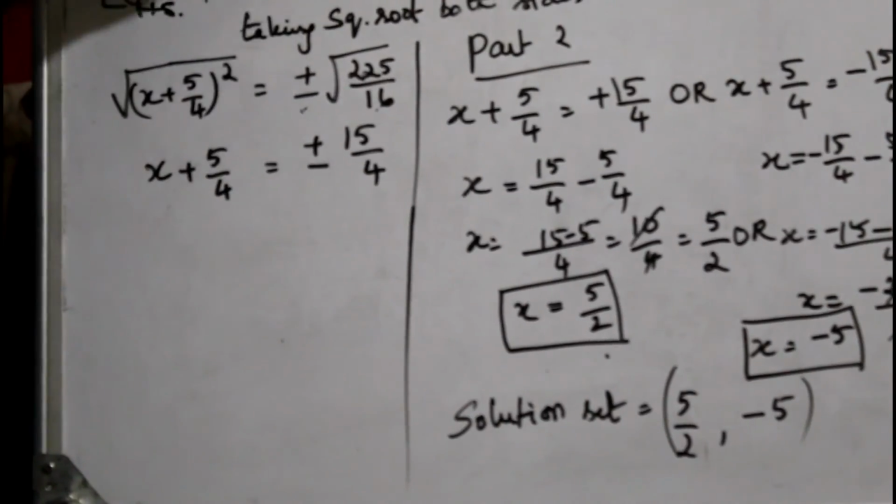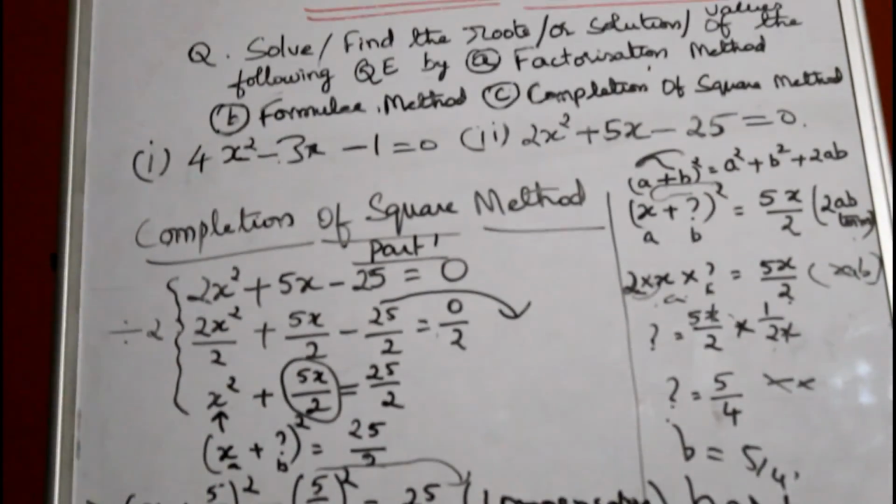So these are the 3 methods we did in the solved unit. The remaining types we'll see in the next class.